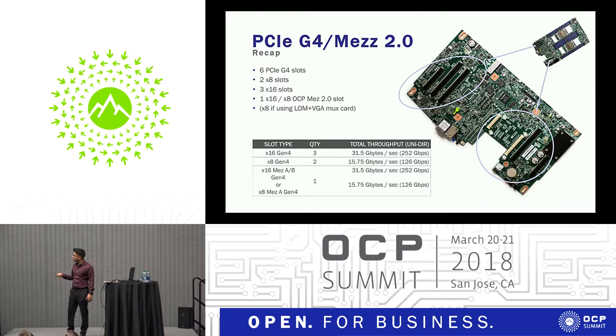I just want to remind you that we have 4x16 PCIe slots, one of them in the MES form factor, and 2x8 PCIe Gen4 slots. You can see the speeds and feeds there. Essentially, a x16 Gen4 slot is enough to do about 250 gigs of bandwidth at line rate. So I have a little bit of a demo here.